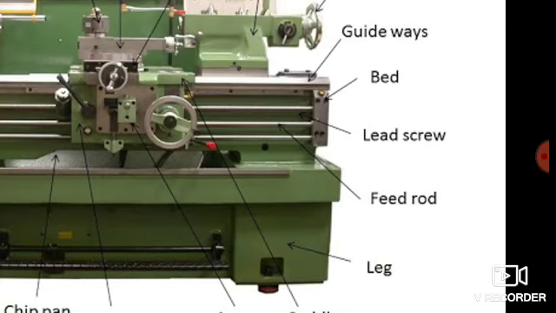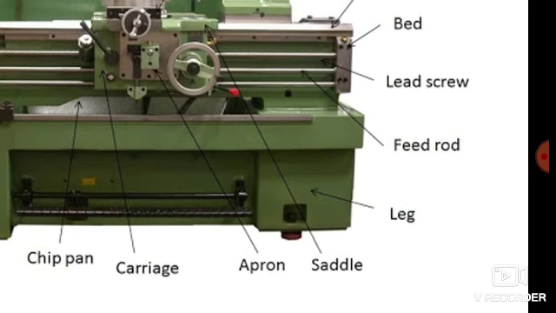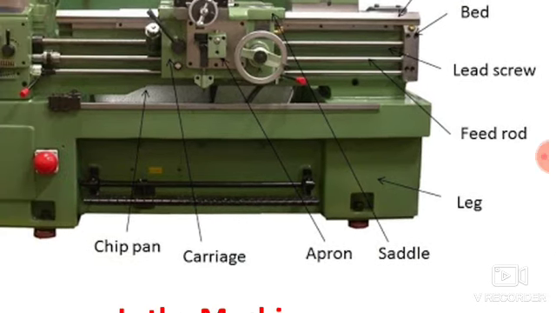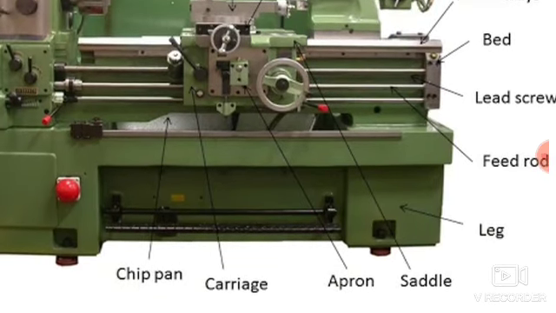So lead screw is basically used for cutting the threads. So your carriage, that is, get engaged with the lead screw, and then you can cut the thread over the cylindrical object. Then there are legs of the lathe machine. Then there is a apron. After that there is a carriage that can slide over the bed. Then there is a chip pan where you can collect the chip.